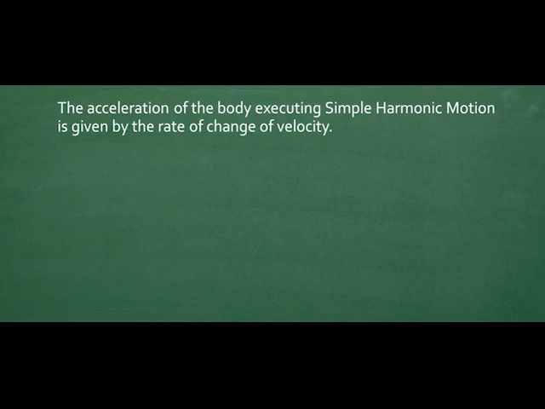In order to find the maximum acceleration equation, it's very important we know the result of the velocity equation. In the previous part we learned how to derive the velocity equation. We are going to use the same equation to derive the acceleration equation. The acceleration of a body executing simple harmonic motion is given by the rate of change of velocity. So now you are pretty clear how to find the rate of change of velocity. Again, we take the derivative. This time we take the derivative of velocity.